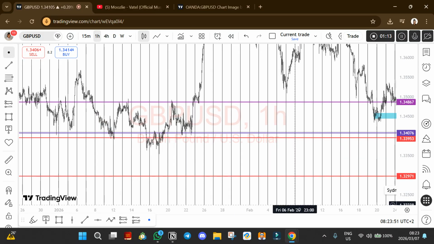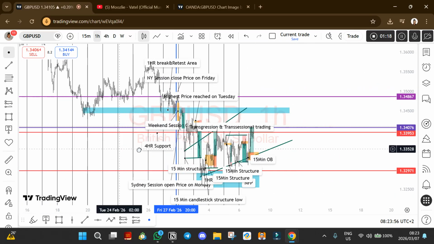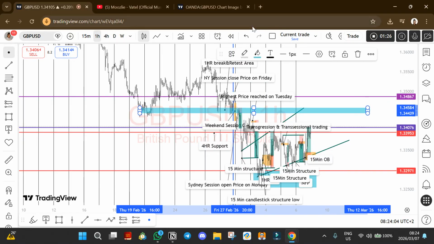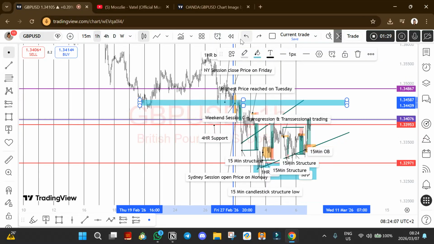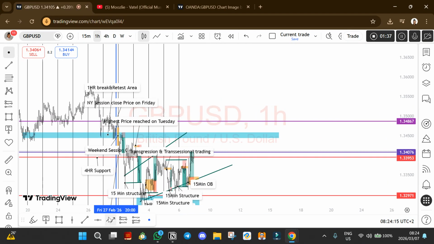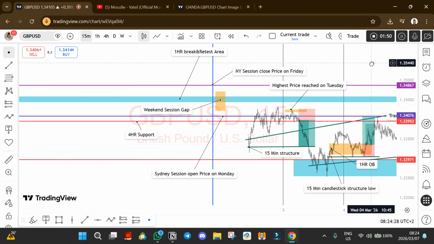If we go to the 1 hour, you can see it over there. That's the blue area, the 1 hour break and retest area. I'm going to extend it a little bit more, because I feel like this week it might be an important area for the market. I feel like the market is going to come there and then go down from there. That's where I feel like the market is going to. Cool. Now going back to the 15-minute chart.